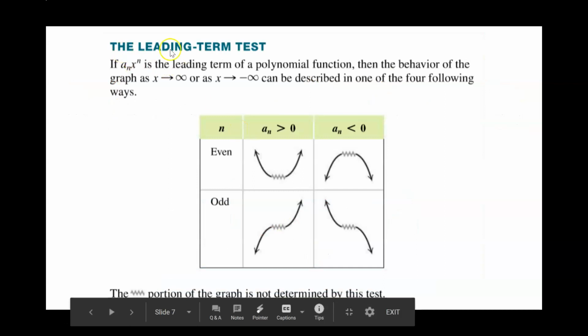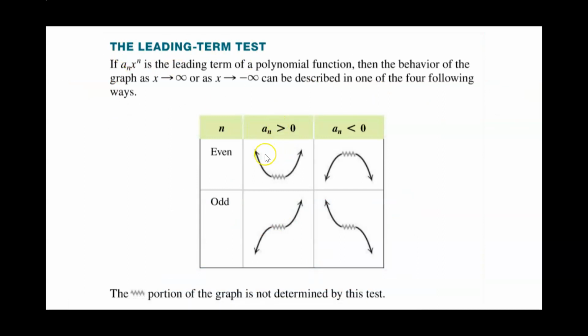So let's talk about the leading term test. Again, what we're doing is looking at the leading term of the polynomial function, and we're going to talk about its behavior. Even degrees, so when the exponent is an even number, you'll notice that it's coming from the top and then it's going back to the top. So when it starts in the same direction and ends in the exact same direction, that's when it's known to be even. So this is coming down, it's going down, this one's going down. So this is going up, this is going up. That's how you know it's going to be even.